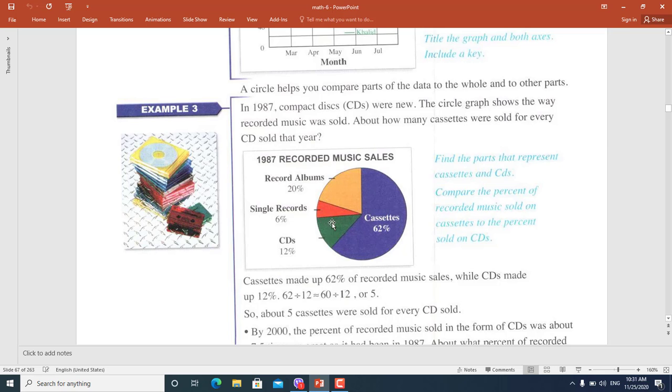So this circle shows us that in 1987, 62% were cassettes sold, CDs were 12%, singles records were 6%, and record albums were 20%. Look at it: the most sold was cassettes and the least sold was singles records. To find about how many cassettes were sold for every CD sold that year, we divide 62 by 12. We don't need an exact answer. 62 is near 60, and 60 divided by 12 is 5. That means about 5 cassettes were sold for every CD sold.